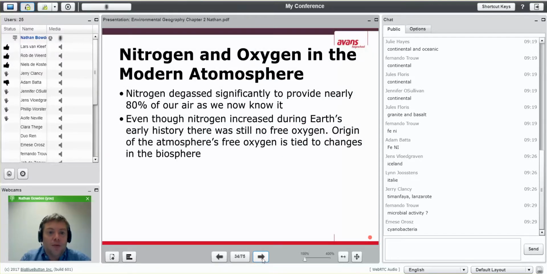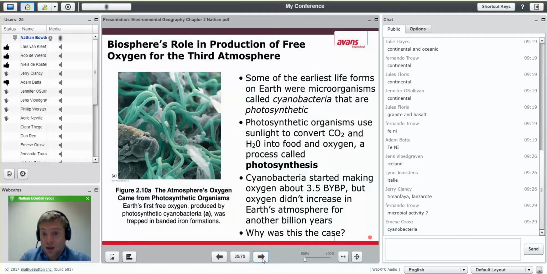In the modern atmosphere, we have lots of nitrogen. It says nearly 80%, I believe 78% nitrogen. And even though nitrogen increased during Earth's early history, there was still no free oxygen. And as I stated, and you guys also guessed, Amish said, the origin of the atmosphere's free oxygen is tied to changes in the biosphere, or I should say the birth of the biosphere. Oxygen comes from the biosphere, almost all of it.